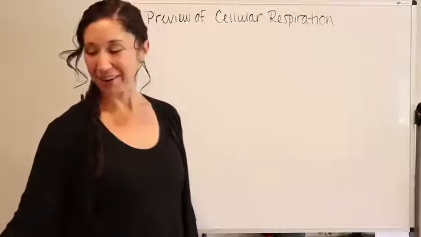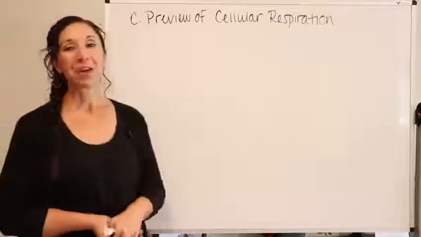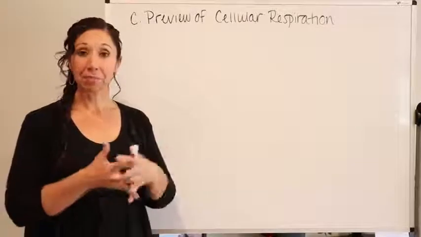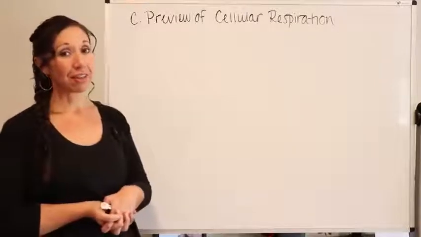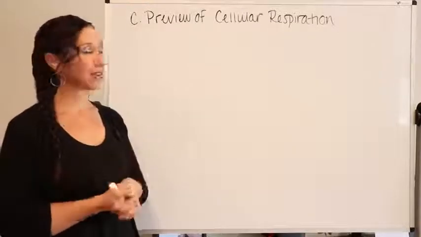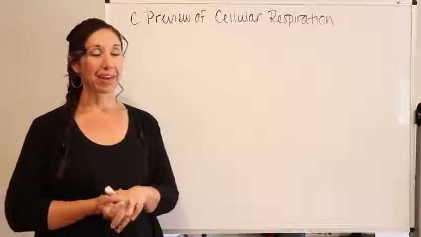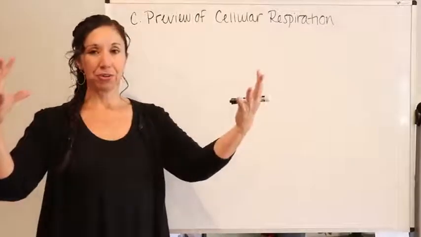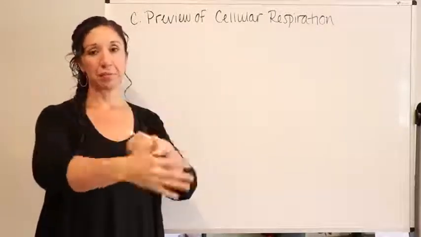Hello, and we are going to begin with a preview of cellular respiration. So we are picking up where we left off with Roman numeral 1, our introduction to cellular respiration. This is big letter C under that. This is a preview of cellular respiration. What in the world do I mean by that? I'm giving you the big picture overview of how cellular respiration works within the mitochondria.